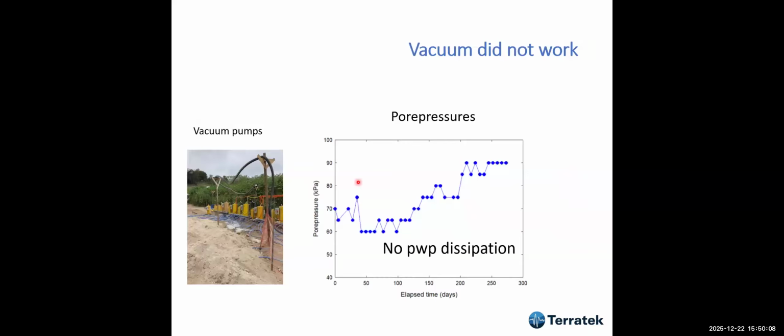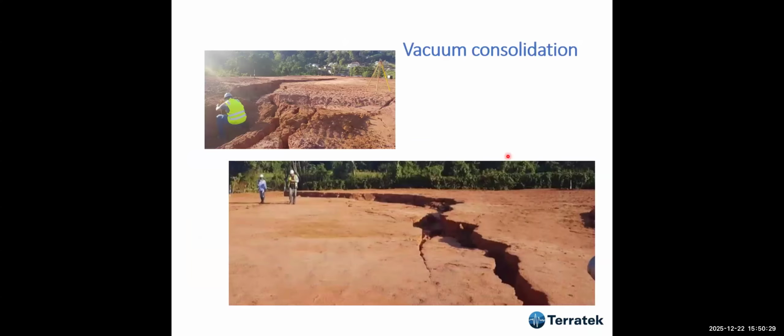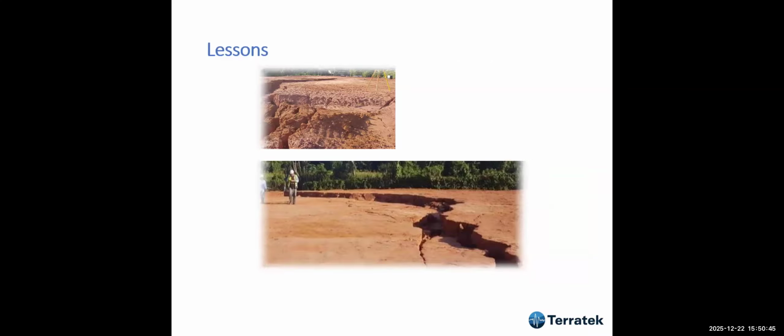And then later on, I was invited to analyze the failure. These were the vacuum pumps, and what we saw from the piezometers that were installed was no pore pressure dissipation. There was a pore pressure buildup as the embankment was built. And this was the problem. There was a big failure because pore pressure did not dissipate at all, due to poor quality control. If they had done a dry embankment, this wouldn't have happened.